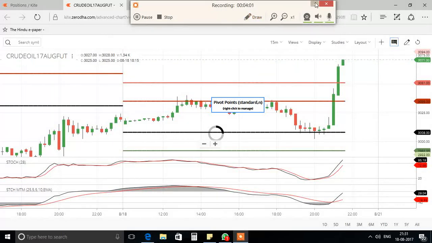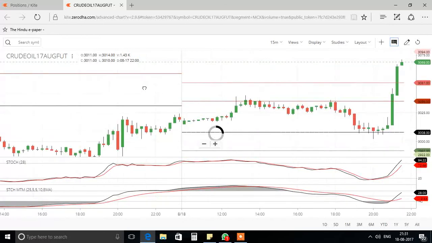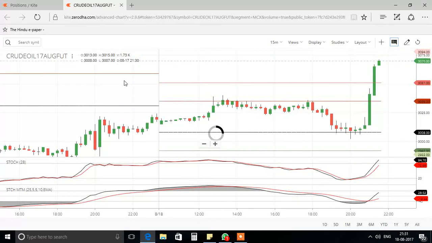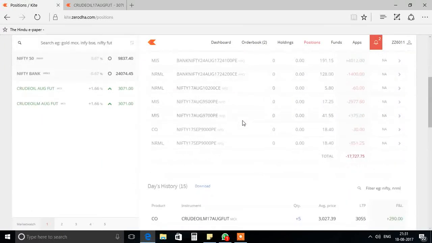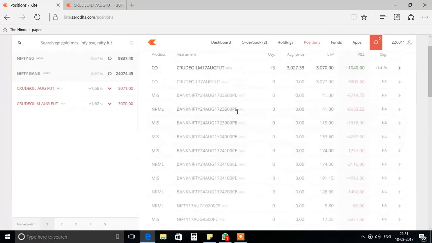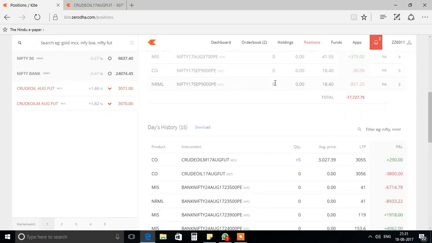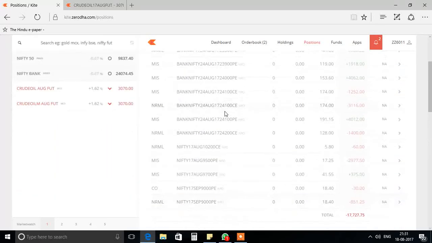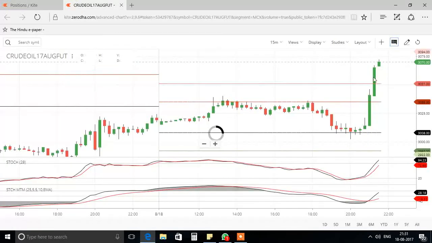Now let's go back to the chart. This is one entry and exit, but the major problem that we all face is that we know when to enter, but we don't know when to exit. As you can see right now, I have entered at the zone of, let's see, where is my position? I have entered at 3047, 3042, and I don't know when to exit.